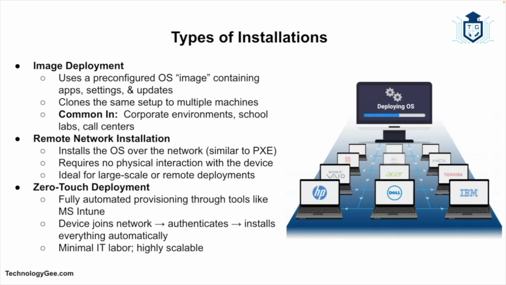You also have what is called an image deployment. So an image is a snapshot of a fully installed and configured operating system with applications and settings. Basically, you clone this image onto other machines, and this can save you hours compared to installing each system manually. You will commonly find this used in corporate rollouts, school labs, and in call centers.